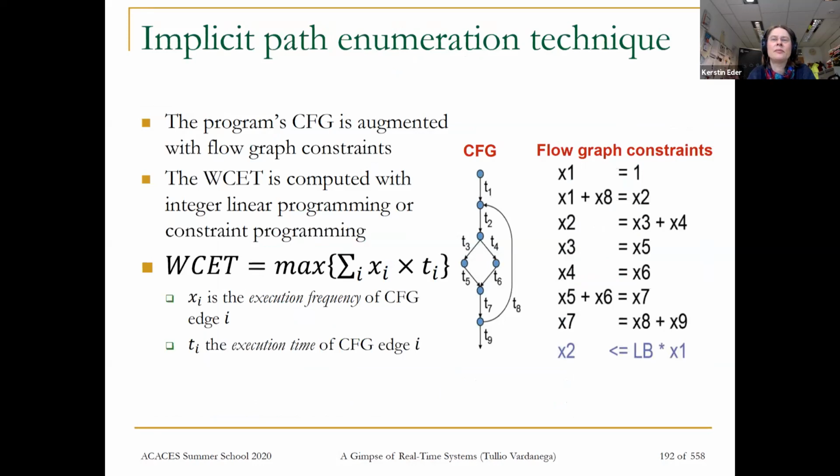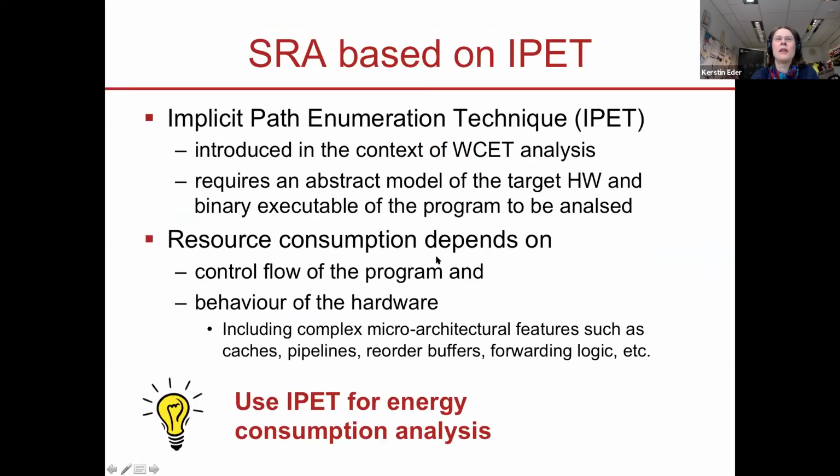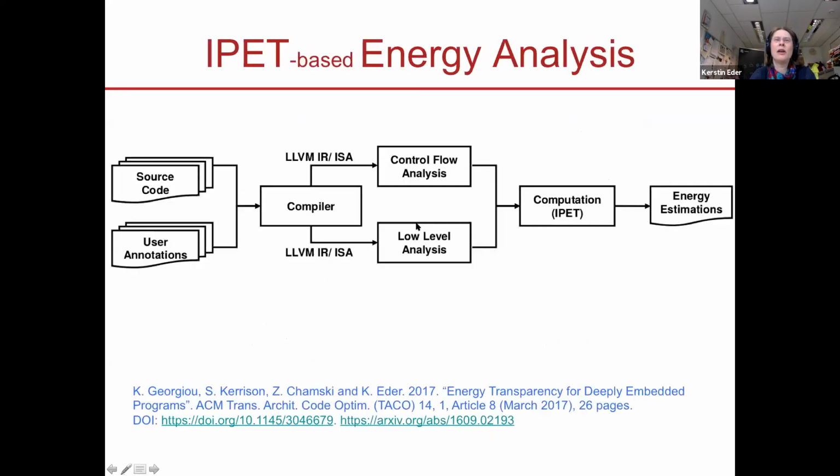Okay, so that's an interesting option, we thought. So all we need to do is investigate this as a way of doing energy consumption analysis. Okay, so we're going to use implicit path enumeration. We use a model of the hardware, and the resource consumption depends on the control flow of the program and the behavior of the hardware, right? So we can use it for energy analysis. And a lot of people contacted us wanting to do this as well. So that seems to be the way forward, right?